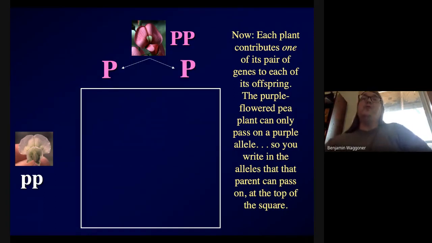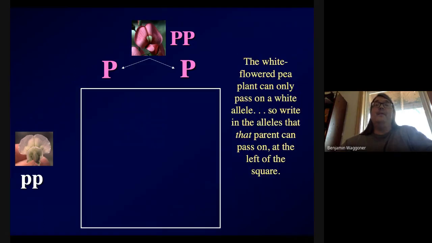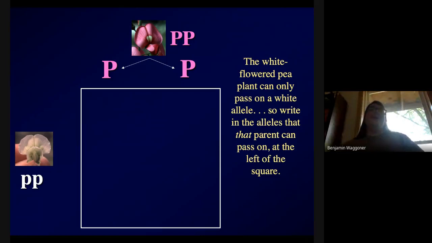So at the top of the square, you write your two options, either a big P or another big P. The white flowered pea plant, you write in your options at the left. For the record, it doesn't really matter which one's at the top and which is at the left. The white flowered pea plant can only pass on a white allele, so it will pass on either one of its little p alleles or the other of its little p alleles.